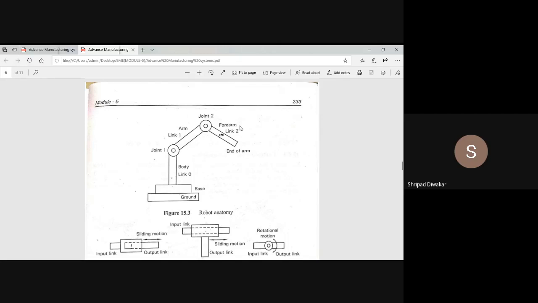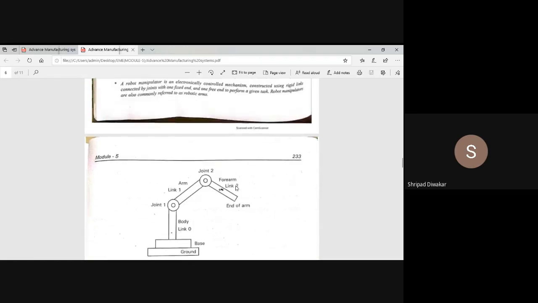So these arms can be moved in different directions, in Cartesian coordinates, or they can rotate around the base, or move in a spherical direction, like that. So I'll explain different configurations of robots. It is having a body, and then we are having so many joints. Then in between joints we are having the arms. So this is the basic structure of a robot.